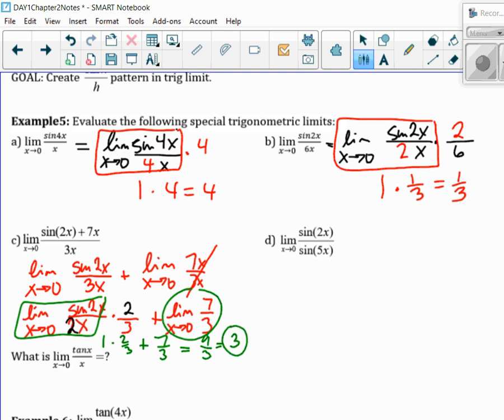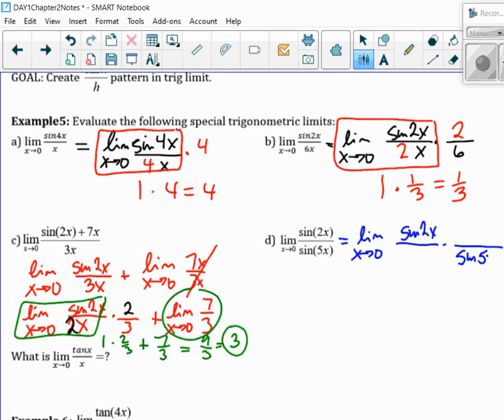Okay, next one. Do you want to try this one? Which one is that? D, I'll give you a hint. You need to scooch this sine 5x into another fraction to get the setup. Okay, so I'm going to write it like this. Limit as x goes to 0, I'm going to write it as one limit. So sine of 2x. I'm not going to put sine 5x there. Then I'm going to put sine 5x right here.